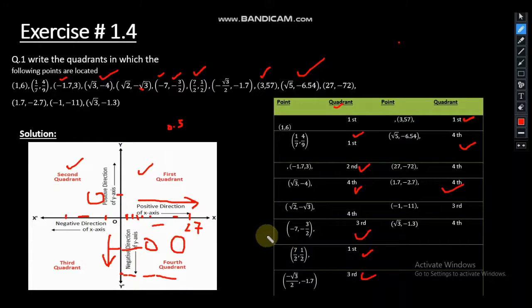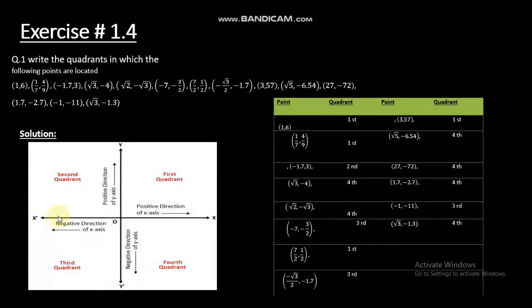Okay, now this is minus 1 and minus 11. Minus 1 is negative and 11 is also negative. Both points are negative. So 1 means here minus 1 and 11 means here minus 11. So both are coordinates in the third quadrant.